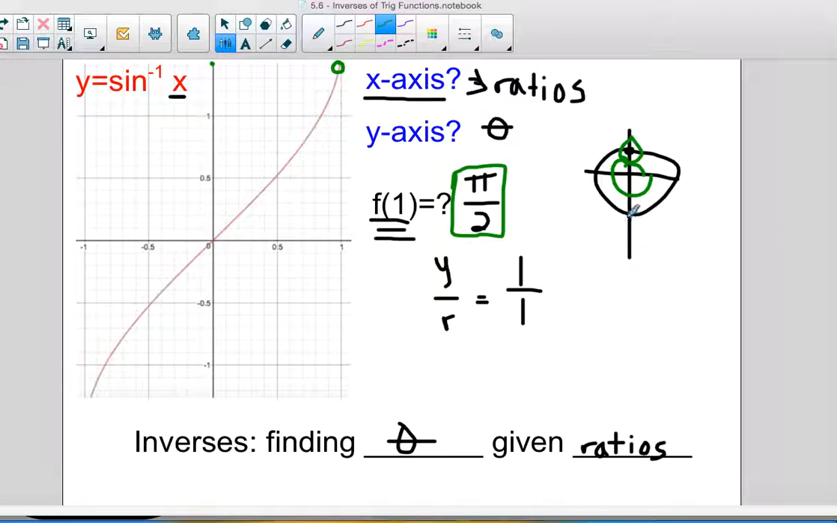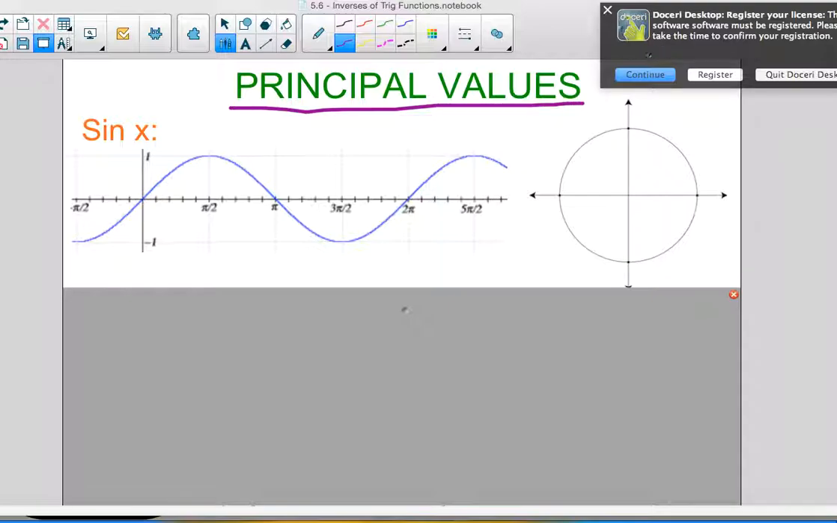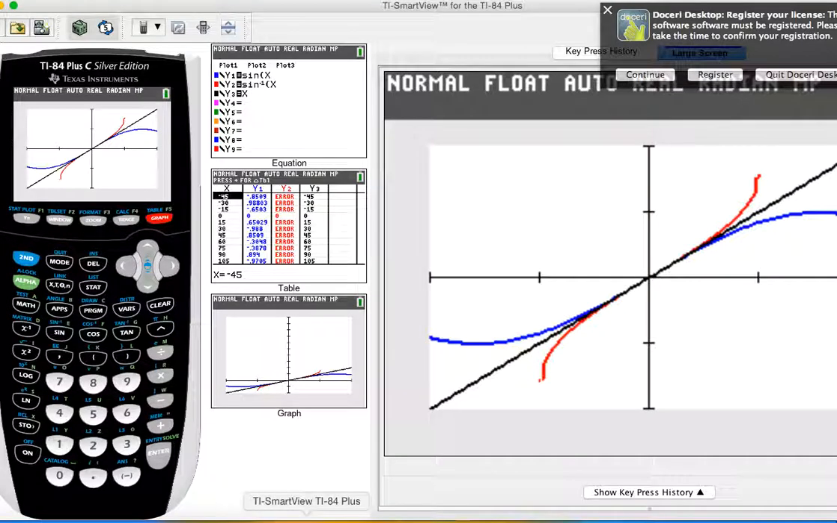Not 3 pi over 2, because that will give you a y value of -1, which is not what you want. Okay, so because there's an infinite number of answers, we have to restrict all of the potential answers into something that's called principal values. And this is really where your calculator comes from.